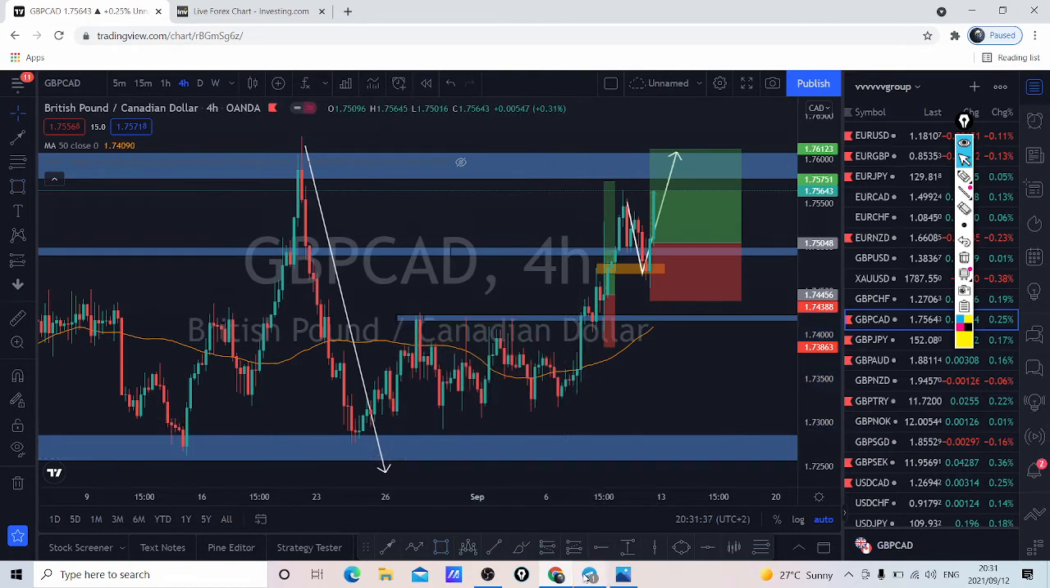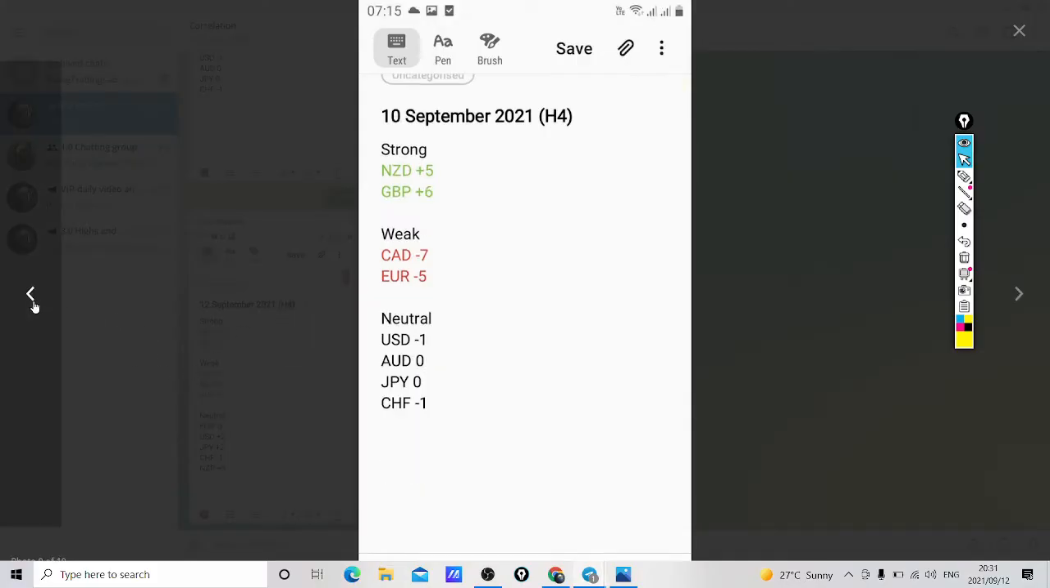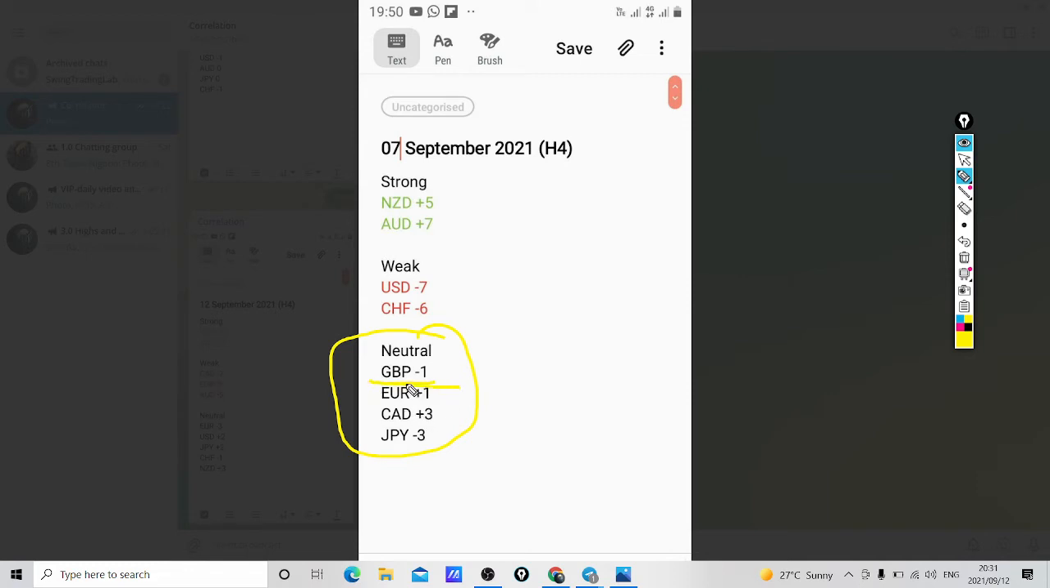Why? It's because both GBP and CAD were neutral that week. Let's go back just to see. GBP and Canadian dollar were neutral. Okay, GBP CAD, yes, you see, both of them were neutral. GBP -1, and then the Canadian dollar was sitting at +3. So that's why we saw a consolidation there.